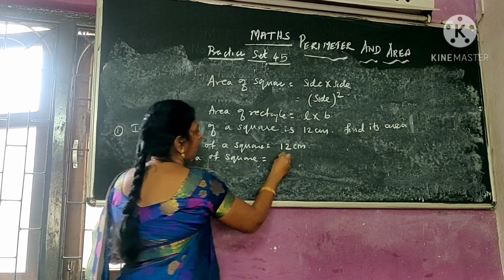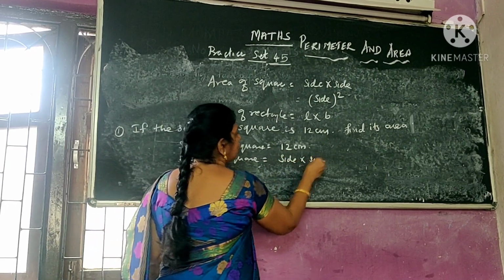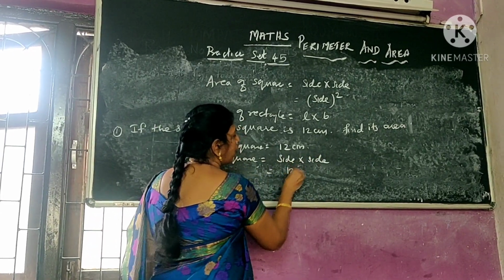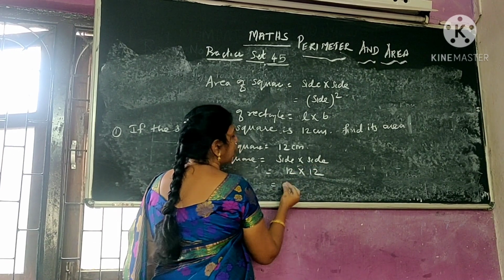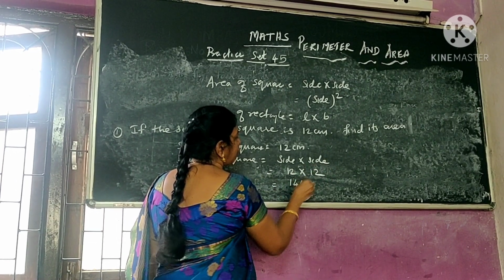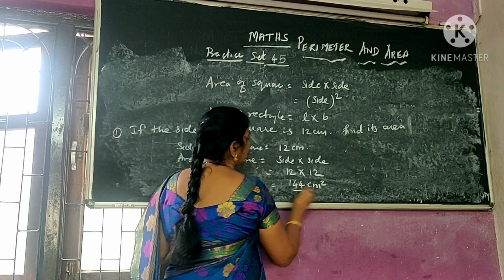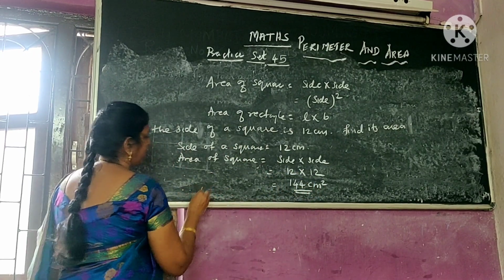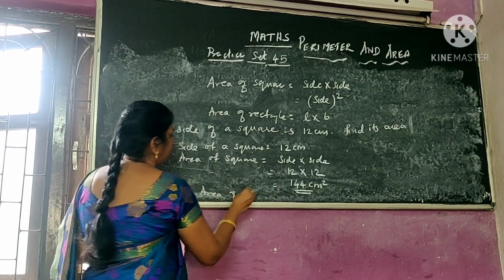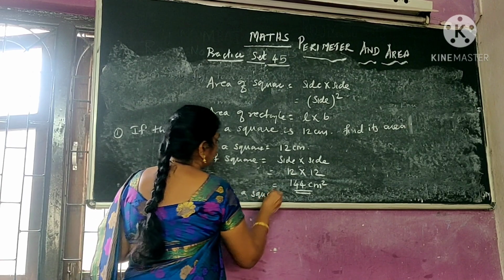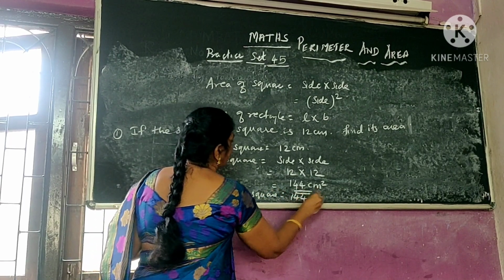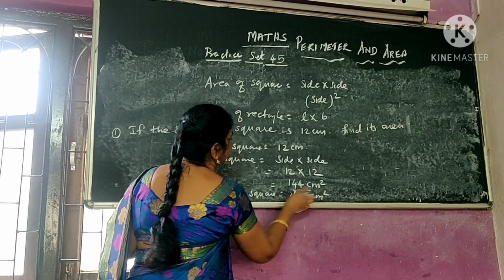So the formula is side into side, so 12 into 12. 12 into 12 is how much? 144 centimeter square. Therefore, the area of the square is 144 centimeter square.